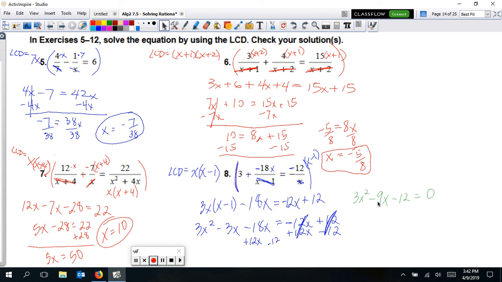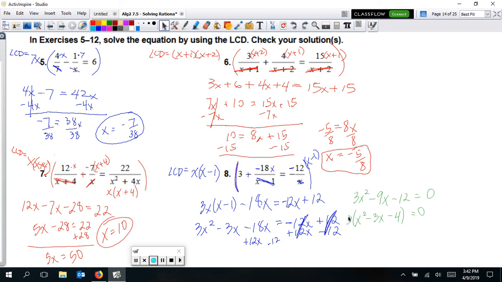And what I notice here is that I have 3, 9, and 12, and 3 can go into all those numbers, so we can reduce this whole thing by 3. So now I'm going to make this a smaller trinomial equation to factor. I'm going to reduce everything here by 3, so I'm going to factor out 3. That leaves me with an x squared, negative 3x, and a negative 4.